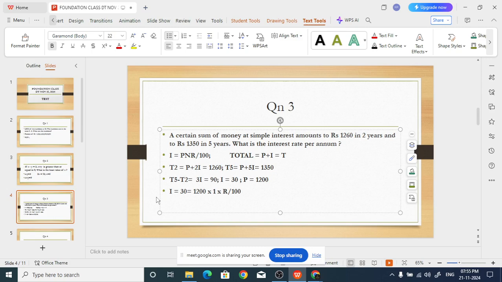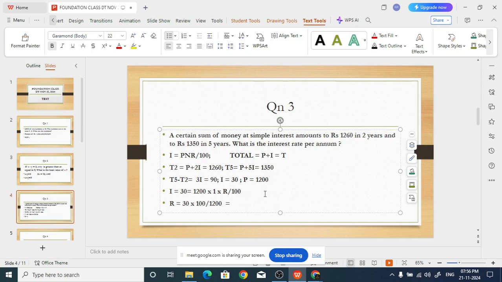So what is the value of R? R is equal to 30 into 100 divided by 1200. How much are you getting? Calculate this, 30 into 100 divided by 1200. How much are you getting?